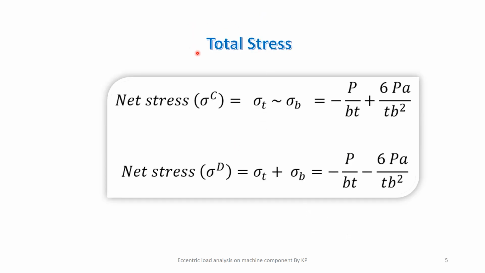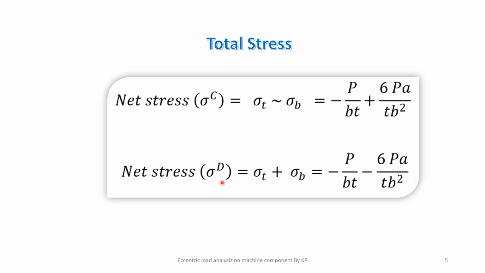So the total stress under compressive load, the net stress on the C side, is sigma t minus sigma b. Sigma t is the direct stress, compressive in nature, and its value is P divided by Bt. Because this is compressive in nature, we put a minus sign here. Minus sigma b, that is 6Pa divided by Tb square. If the bending value is higher, the net value is positive, and if this value is lesser compared to the direct stress, then the net is negative, that is compressive in nature. And if the bending value is higher, then it is tensile in nature.